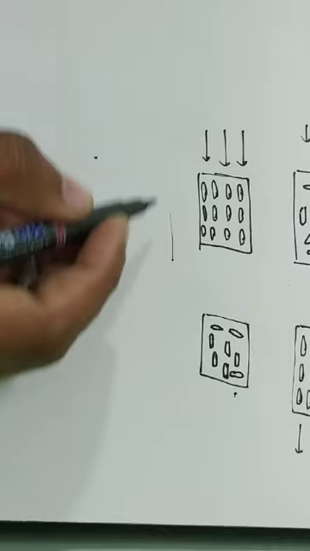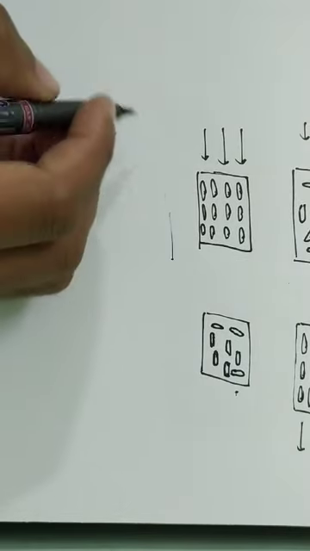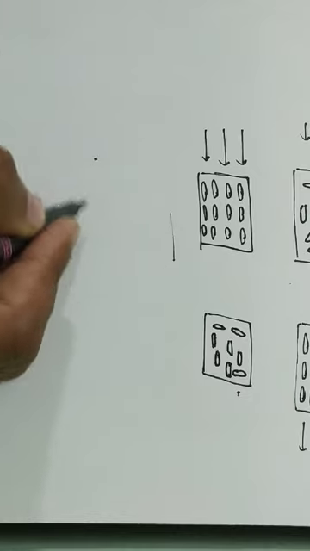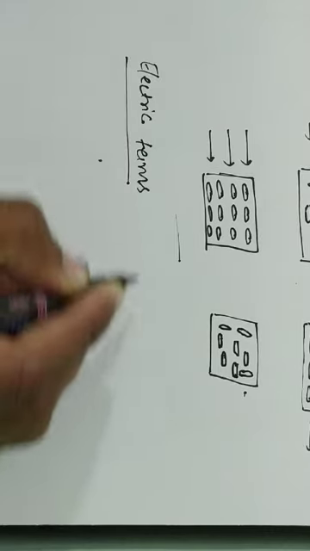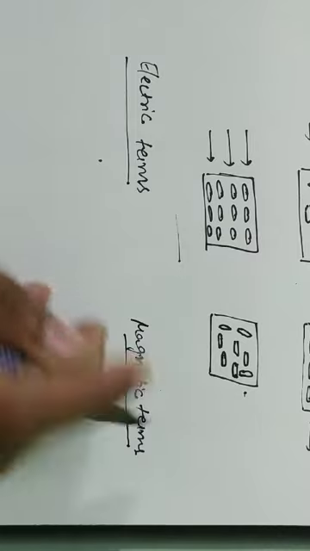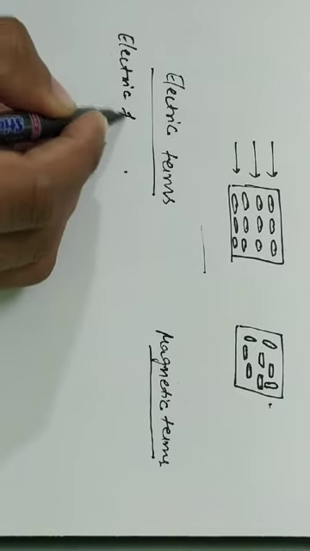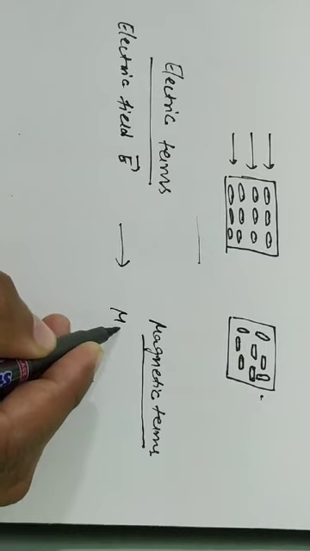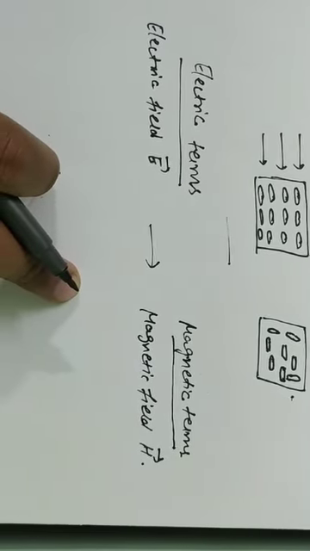Now we proceed to our next topic. Most of the terms related to magnetism are analogous to electric terms. There are some terms which are very similar to the electric terms, so first we discuss those. In electric terms we have the electric field, that is E vector. In the similar way, in magnetic terms we have the magnetic field, that is H vector, because these are vector quantities.